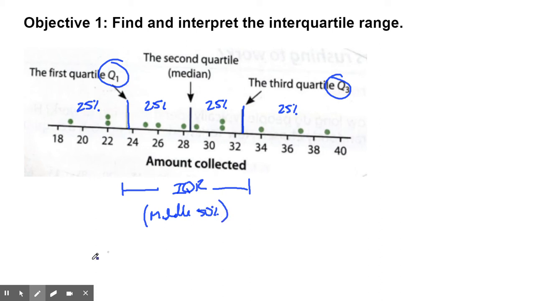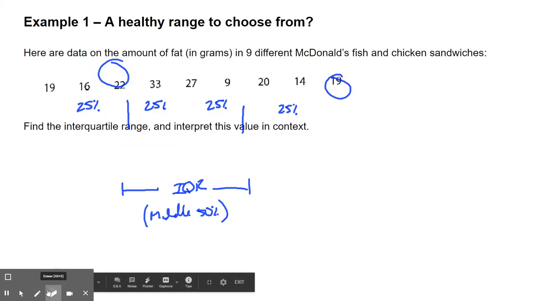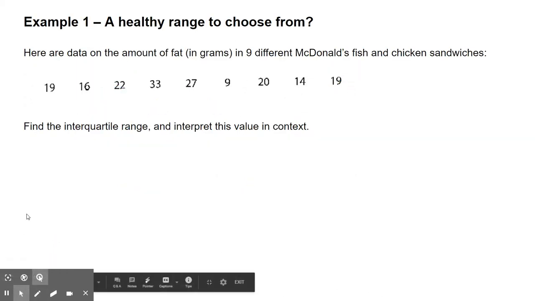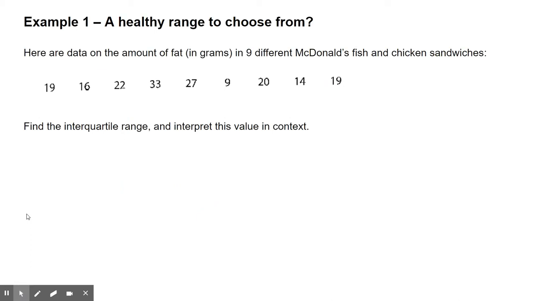All right, so let's see if we can do a problem involving the IQR. Okay, so it's example 1, a healthy range to choose from. Here are the data on the amount of fat in grams in 9 different McDonald's fish and chicken sandwiches. Find the interquartile range and interpret this value.